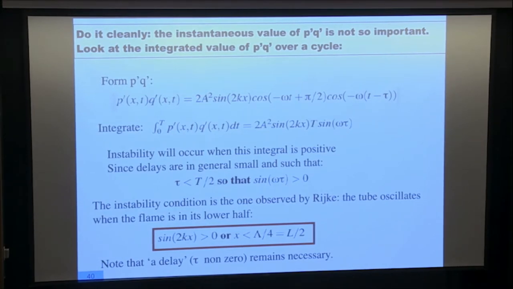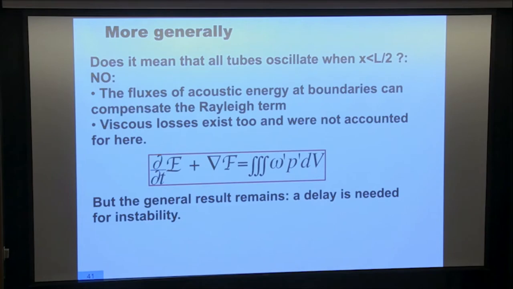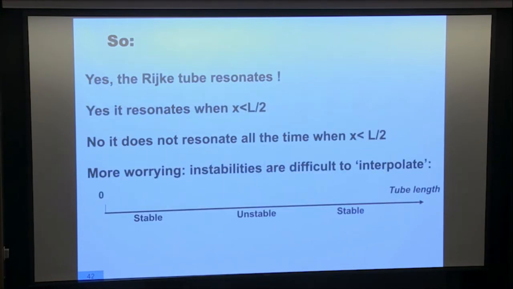So you see here, for such a simple case, the Rayleigh criterion is sufficient to explain things. You will see that in general, it will be a little bit more complicated. Now, why is it more complicated? I've already told you that the Rayleigh criterion controls this term, so that's the strength of the push for the instability. But there are also the fluxes, and maybe the fluxes can compensate the Rayleigh criterion. So the Rayleigh criterion is only necessary, it's not sufficient for your flame to oscillate. But what is true is that the delay is always needed. If you have no delay in this formula, in the flame transfer function, you will have no instability.